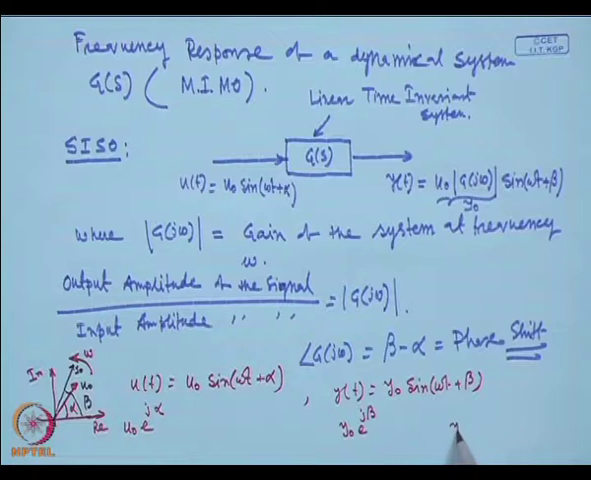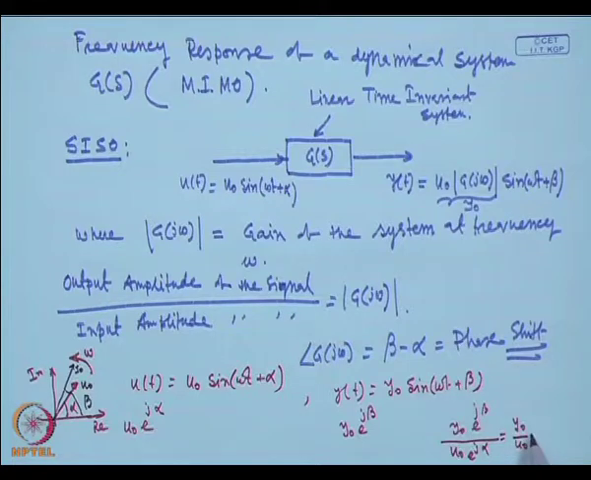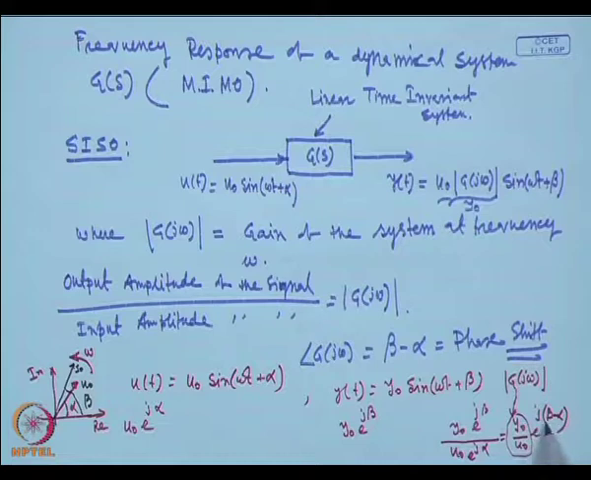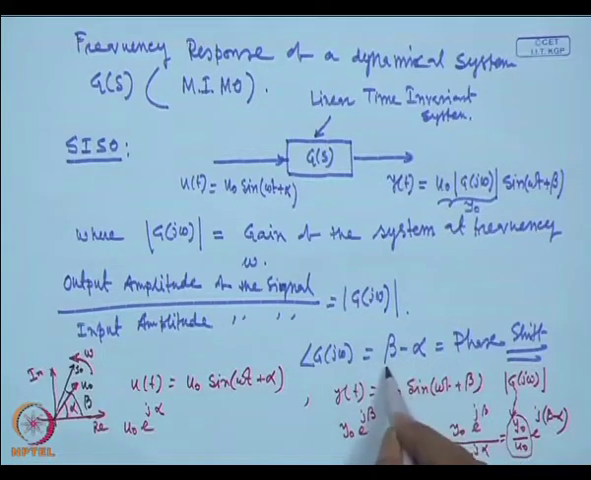If you see, y0 e^(jβ) is the output signal phasor quantity, and this is u0 e^(jα), which is equal to y0 by u0 times e^(j(β−α)). So, its magnitude is nothing but the absolute value of G(jω), this is the gain, and the phase angle associated with it is β minus α.